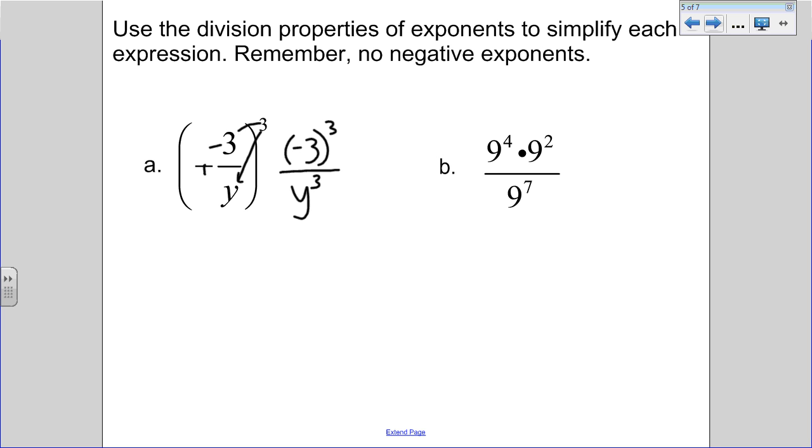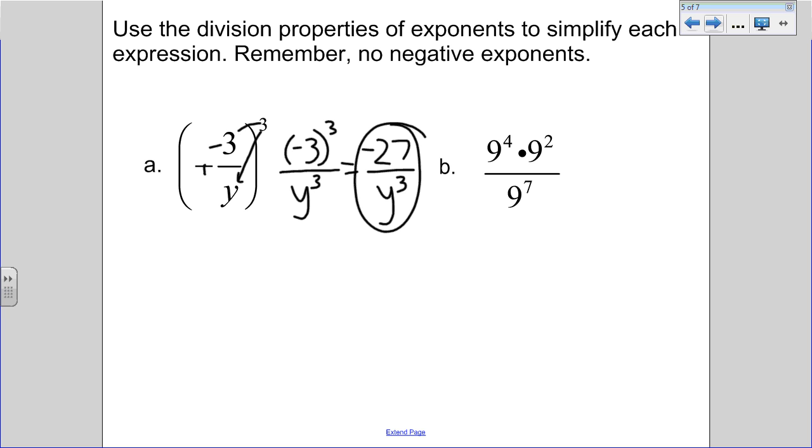Should my answer be positive or negative here? Negative. Why? Because how many negative 3s do we have? 3 of them, and so because we have 3 negatives, it's going to stay a negative answer. If it was negative 3 to the fourth, it would be positive because we have an even number of them. So make sure your calculator is giving you negative 27. The safest way to do that, ladies and gentlemen, is to put your negatives in parentheses. So that negative 3 should be in parentheses before you raise it to the power. Y to the third doesn't have anything that can change there, and so there's my final answer.